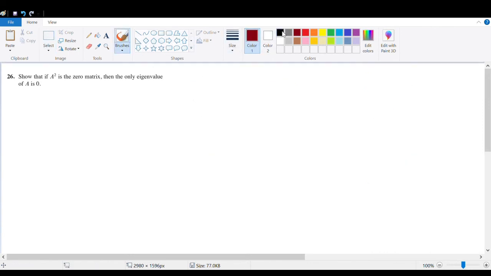In 26, show that if A square is the 0 matrix, then the only eigenvalue of A is equal to 0. So it is given that A square is the 0 matrix. So let A square be the 0 matrix.